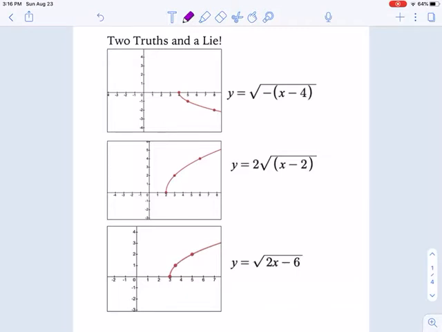So I have 3 graphs and 3 equations, and your job is to determine which ones are the truths and which one is a lie. So there's 2 truths and 1 lie. What I'd like you to do, instead of just sitting there in silence, turn to a neighbor and have a conversation about these 3 and see if you and your neighbor can determine which one you think is the lie.